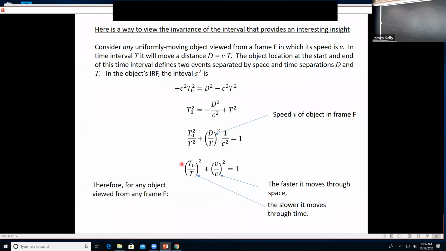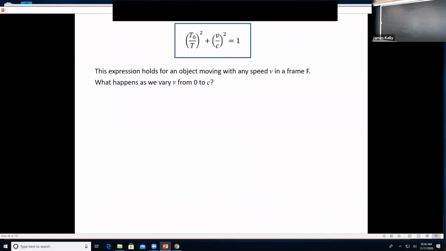So this relationship says, you could characterize it as saying, since these two things add to one, when this one gets bigger, this one's got to get smaller. The faster you move through space relative to some frame f, the slower you move through time relative to that frame f. And it doesn't matter what frame we're talking about. It's true for any point of view, but we just imagined some frame that we're watching this from, okay? Let's try to unpack that idea and make it a little bit more precise.